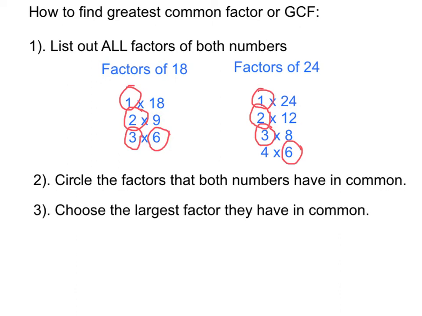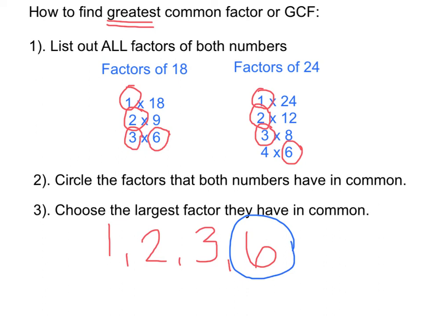So the very last step, once I have all the common factors, which again it was 1, 2 was a common factor, 3 was a common factor, and 6, I just got to choose the largest one because I'm looking for the greatest common factor. So the largest one here would be 6. So the greatest common factor of 18 and 24 is 6.